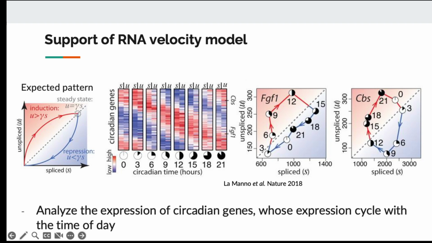So FGF1 might be activated at 6 a.m., and the ratio of unspliced goes up from there, at 9 a.m., at noon, and then it goes down. So this means that it's already on the way down. It's activated in the morning, and then at night this gene is downregulated. For CBS, this is activated in the afternoon, and then in the early morning it goes down. So this data set can prove the concept that by following the direction of activation of the gene, we can follow the development in time.